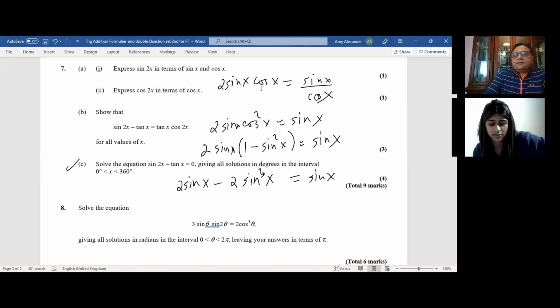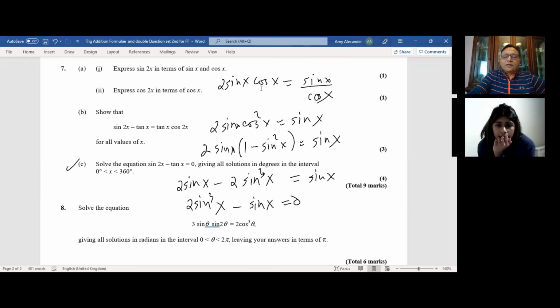So you brought it here, and you said 2 sin cubed x minus sin x equals 0, right? Because when you brought this, one of them canceled, right? And then you took common sin x. You took sin x, and then 2 sin squared x minus 1, right? Yeah, minus 1.